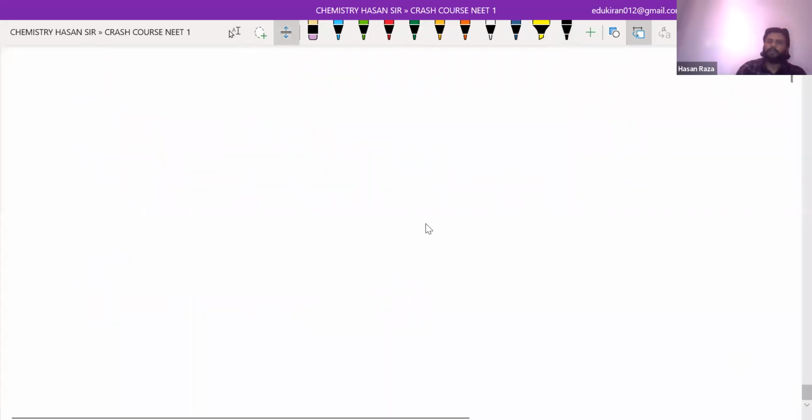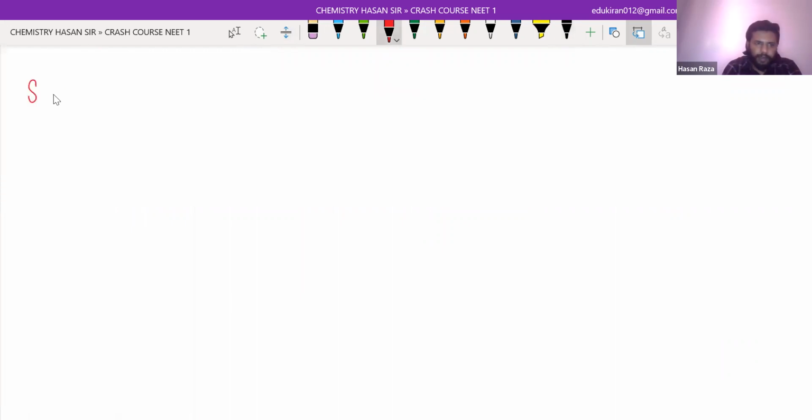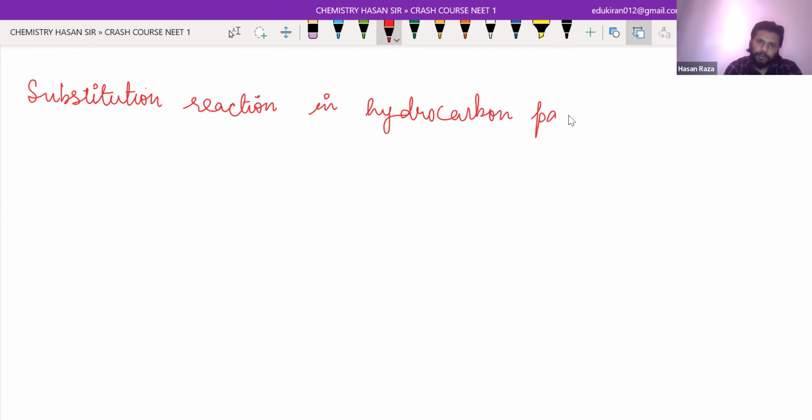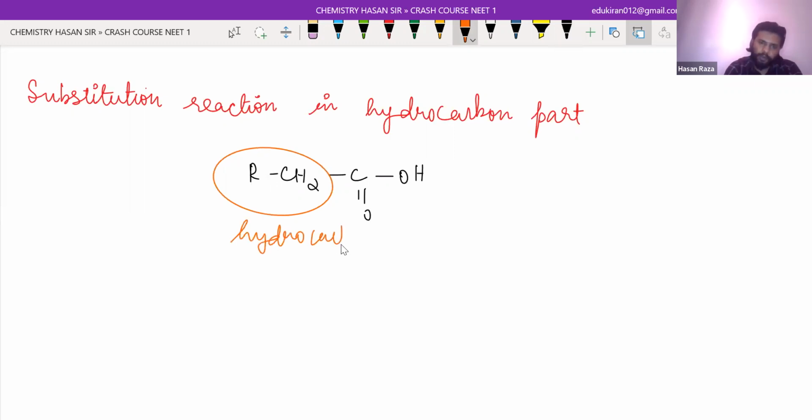Now, the next is the substitution reaction in the hydrocarbon part, and there is a name reaction for this. Basically, if you have RCH2-C double bond O-OH, this part is your hydrocarbon part. So how are we going to substitute something in this part?